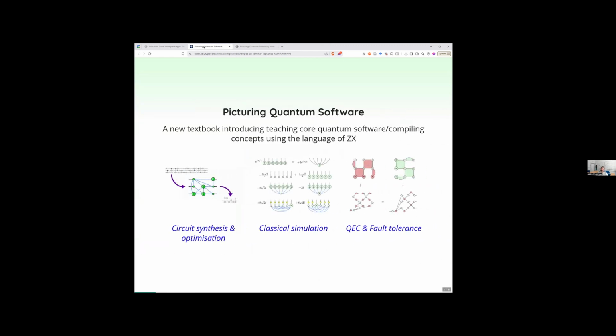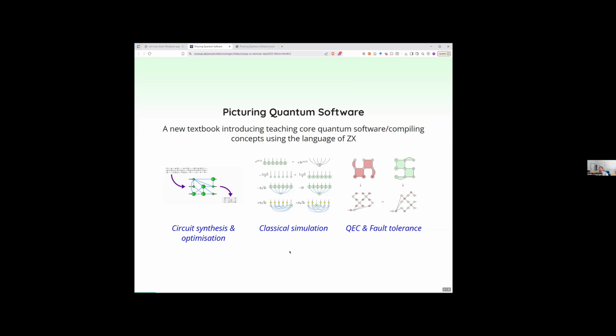So let me get started. So what is this book about? Well, this is a new textbook introducing core quantum software and compiling concepts, all using the language of ZX. Some of these things were originally invented in ZX calculus, but the vast majority are mainstream quantum software concepts, which we're teaching through the lens of ZX. And this makes a lot of things easier to understand and also easier to push farther than things have been before.